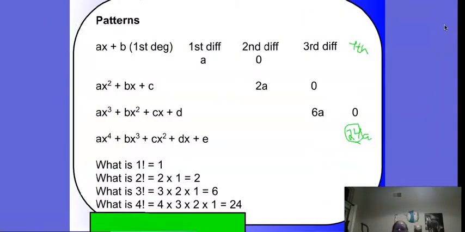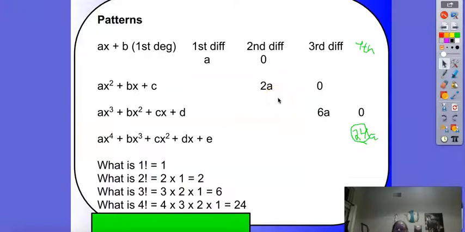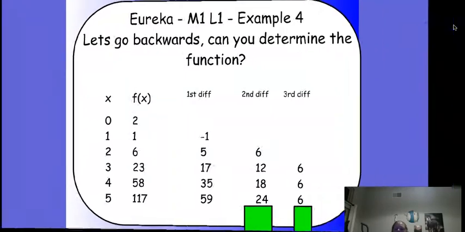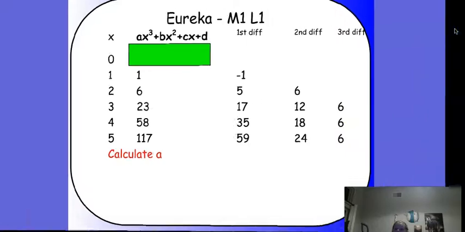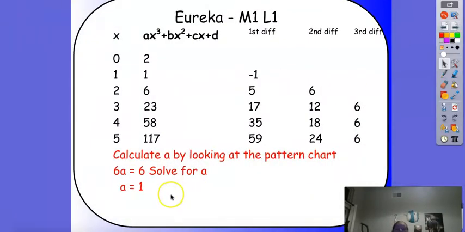Let's go back and look at those patterns. There it is. I'm looking at a cubed here. It says the third difference is going to be 6a. Okay, so I'm going to go back here. My third difference is 6a. Well, my third difference is 6, so what do you think a is? a is going to be 1. 6a is equal to 6. Solve for a, a is equal to 1.